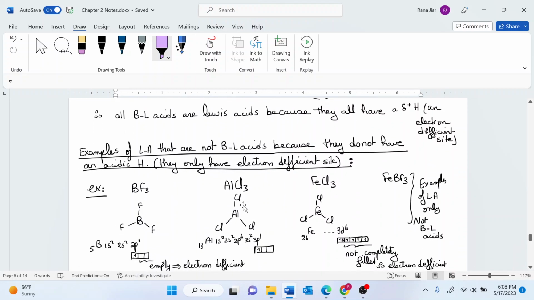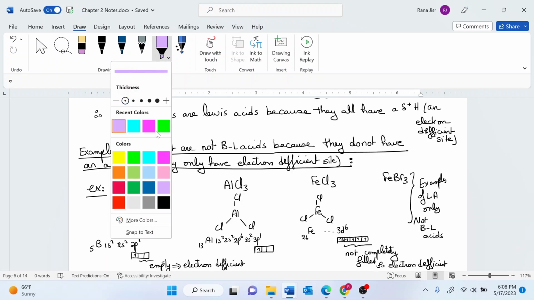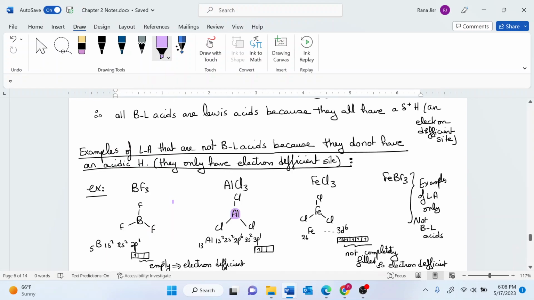Let's have an example of these Lewis acids that contain an electron deficient site, which we target at the central atom now. So you look at the central atom in there, and the central atom is not going to be octet. It's going to violate the octet rule. Like for example, BF3. Look at the central atom now. This type of acid doesn't have any hydrogen, so it is not considered to be a Bronsted and Lowry acid.